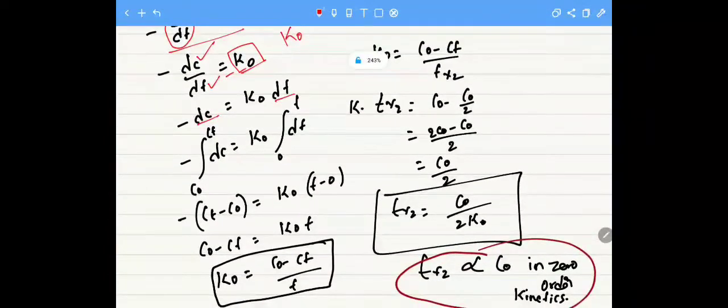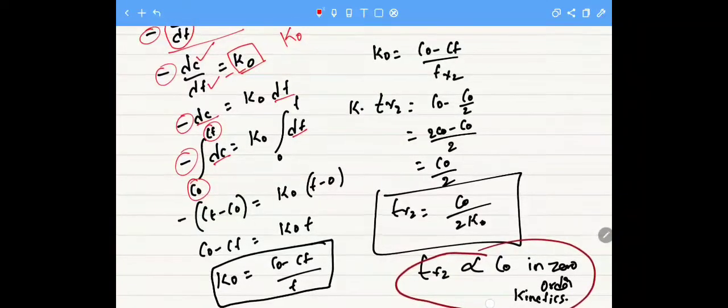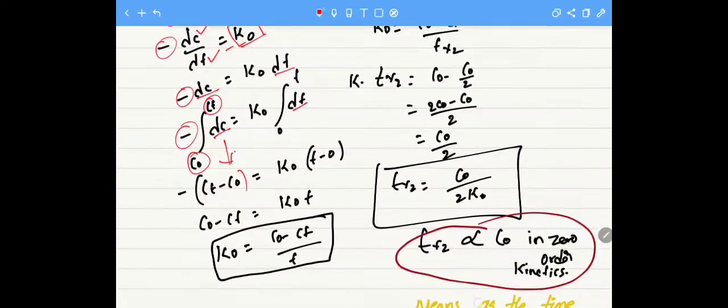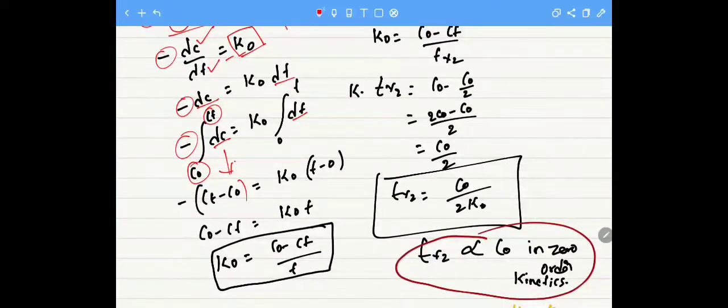The things which are differentiated here are concentration and time. So integrate the concentration from C naught to Ct. I have represented a negative sign here, which indicates that as the reaction proceeds forward, the concentration of the reactants is being reduced. If you integrate this, you will get Ct minus C naught is equal to K naught into T minus 0.